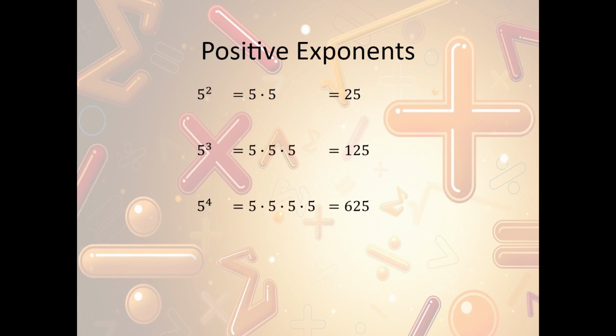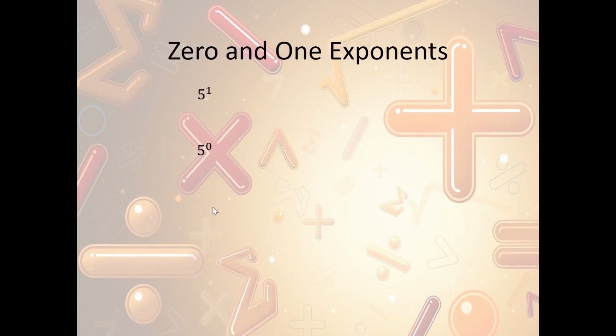So we can do this with any exponent. We can take any base number and raise it to an exponent and multiply it by itself a certain number of times and solve. Now what about 0 and 1 exponents? So 5 to the first power. Well, 5 to the first power is just 1 5, right, times itself, so 5, that's it. So that's just 5.